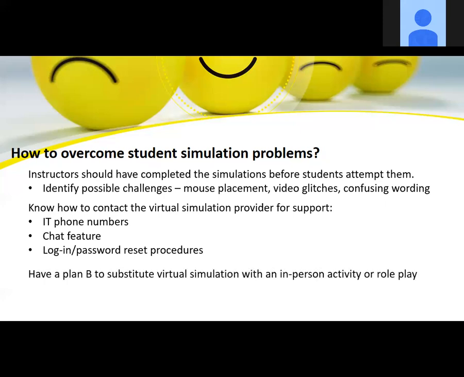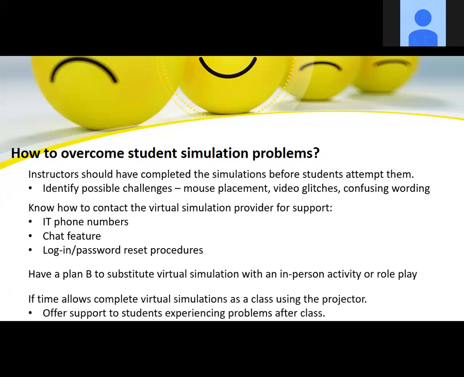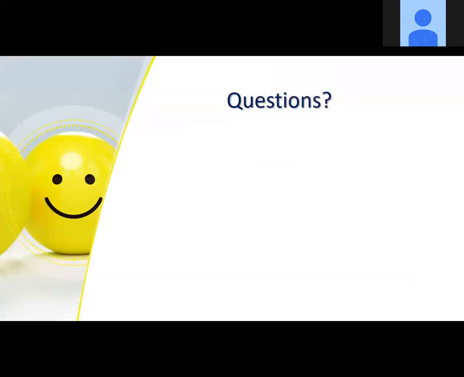And then it's really important to also have a plan B, just to substitute a virtual simulation. If that's used in class and it's not working properly, you will have a backup in-person activity, or you can do some role play. If time allows, complete virtual simulations as a class using the projector. Many students really like that. They have you there. If there's a problem, they know that you know how to fix it. And then make sure that you're offering support to students that are experiencing problems after class so that they feel supported and they have the information they need.